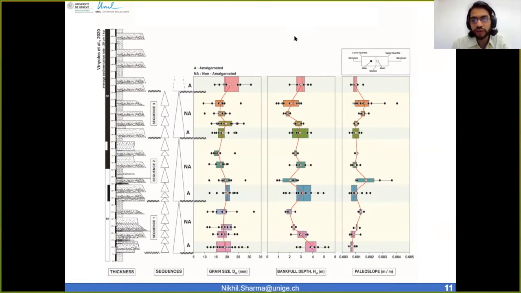Probably the most striking observation that one could make by looking at this figure are these strong changes in water depth from the amalgamated to the non-amalgamated interval. So for the first sequence, we go from flow depths of 4 meters to an average of about 2.5 meters. And this change from higher flow depths in the amalgamated and then lower flow depths in the non-amalgamated pretty much follows for the rest of the sequences as well. For the paleoslope, we have lower slopes in the amalgamated interval and then an increasing trend in the non-amalgamated interval. Sometimes the trend is very subtle and perhaps also not so clear, but the strongest or the highest slope estimates come from the non-amalgamated intervals, while the lower slope estimates are from the amalgamated interval.